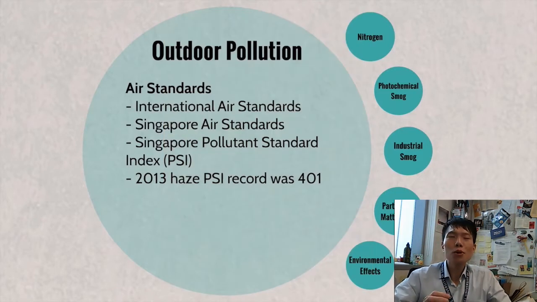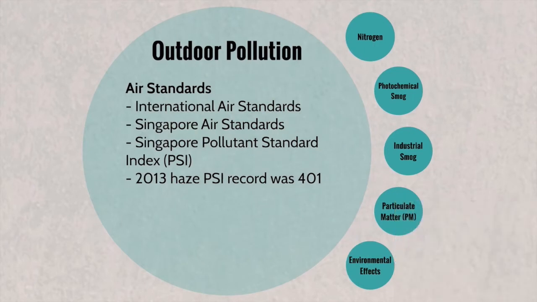Now in the outdoor pollution segment, we'll be talking about 5 parts. Number 1, nitrogen. Number 2, photochemical smog. Number 3, industrial smog. Remember smog? Smoky fog. Number 4, particulate matter, PM. And number 5, the environmental effects of air pollutants.